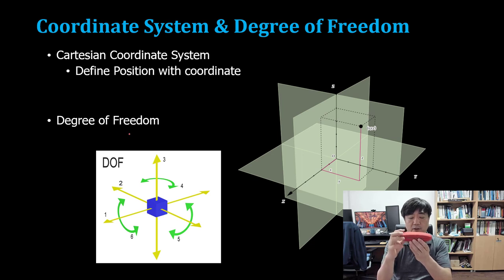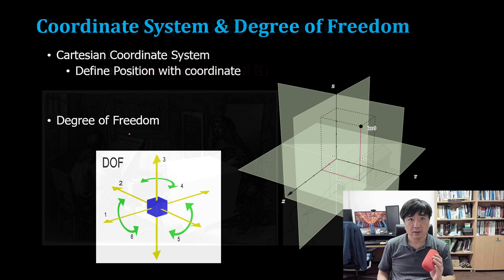For example, rotation about Y, rotation about X, and rotation about Z are possible. So one point or one solid object can have 6 degrees of freedom: X, Y, Z rotation and X, Y, Z translation. So we can define an object's position and orientation with 6 degrees of freedom.